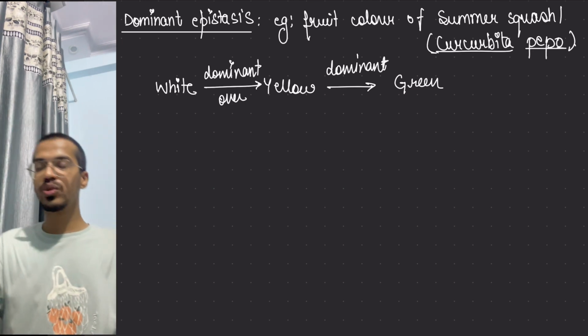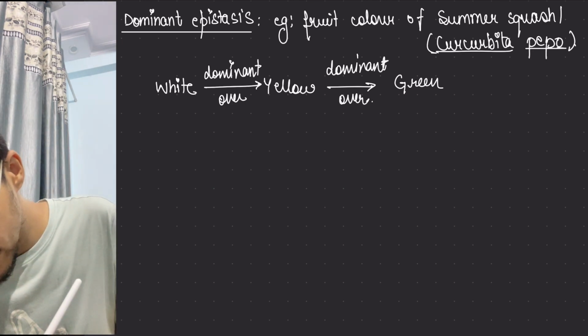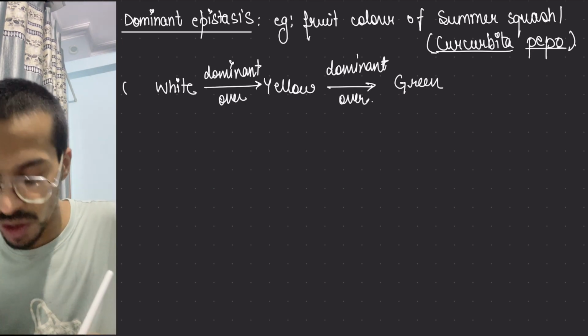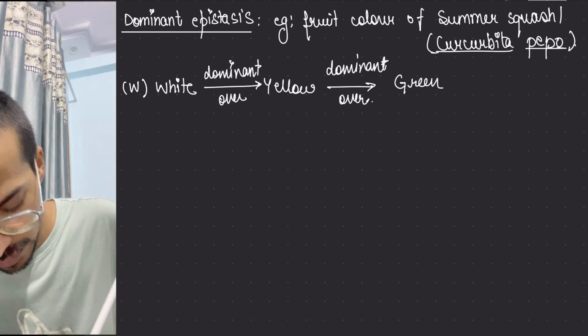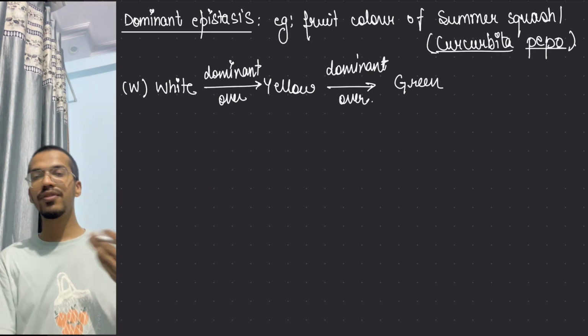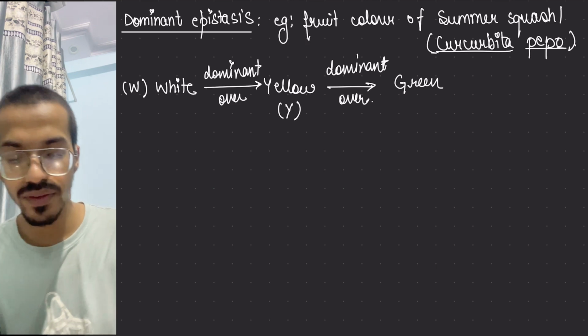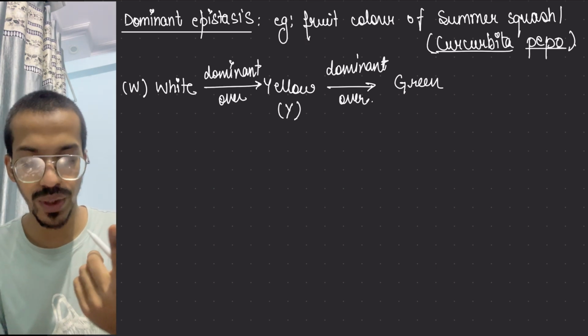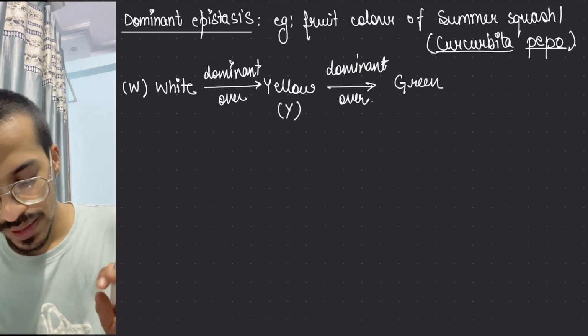Now how will the colors come? White we're going to write with the W, yellow we're going to write with this, and if nothing is coming up, meaning all are recessive, then green. That is only one case, we know that. Okay, so let's just see what is happening.